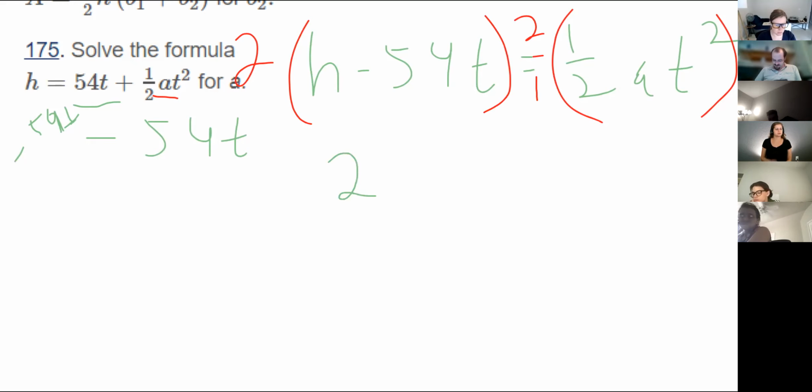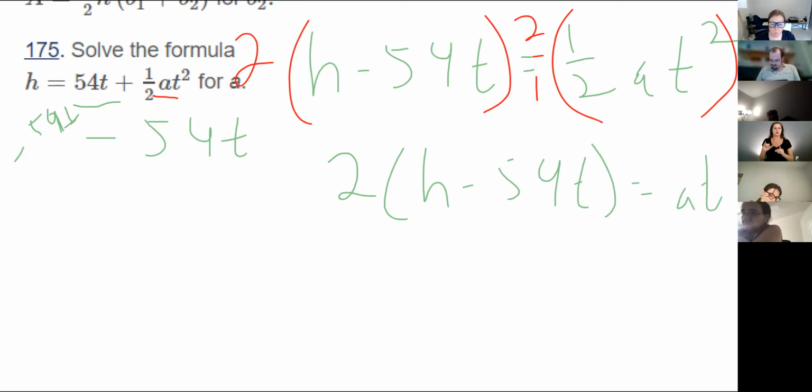And if we do that, do I want to leave it? You might leave it not distributed. You might distribute it. You can distribute it if you want. I think I'm just going to leave it 2 times H minus 54t just for a second. And this is equal to AT squared now. I think this looks crazier than it probably is, but we are still solving for A.